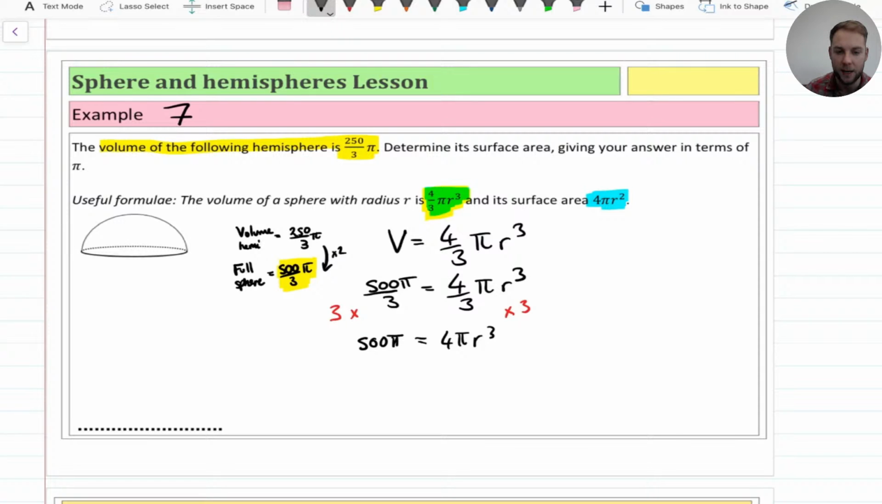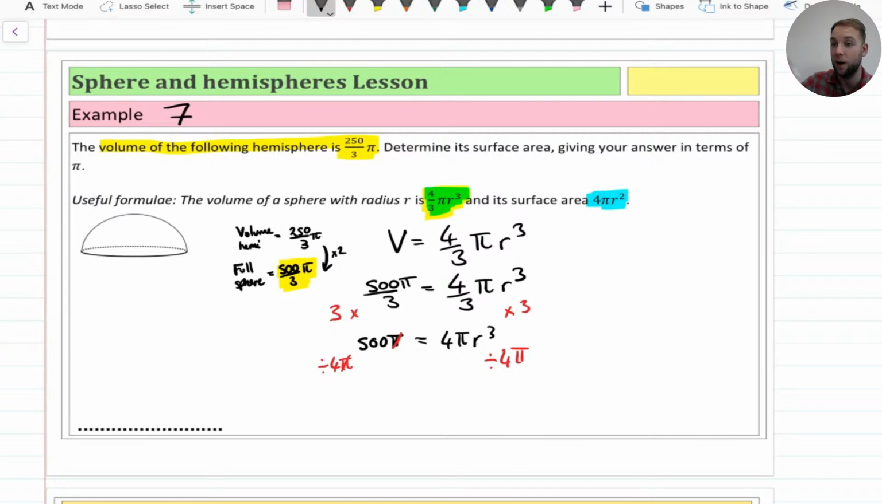So I've times by 3, I've times by 3. The next thing I need to do is to get rid of that 4 pi. So exactly the same as I did before, divide by 4 pi. If I divide by pi, pi divided by pi will cancel. So it's just 500 divided by 4.